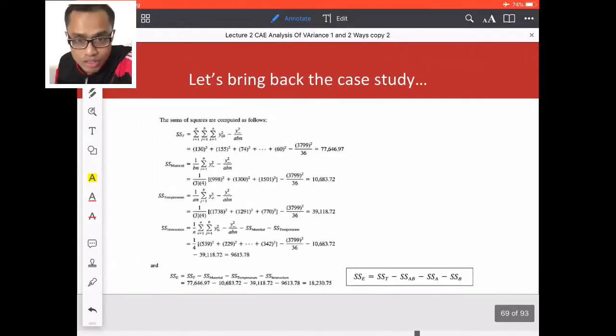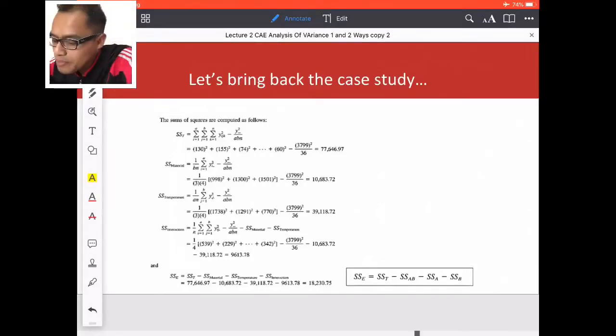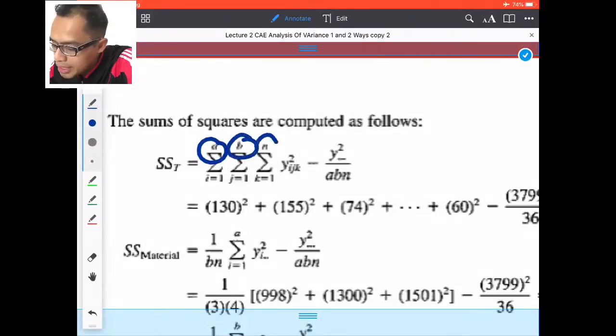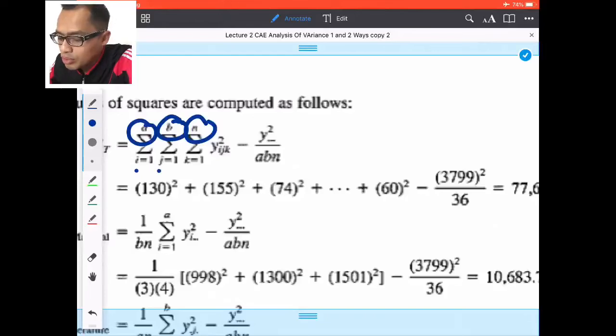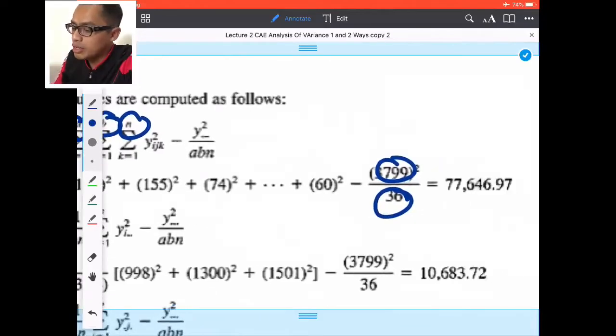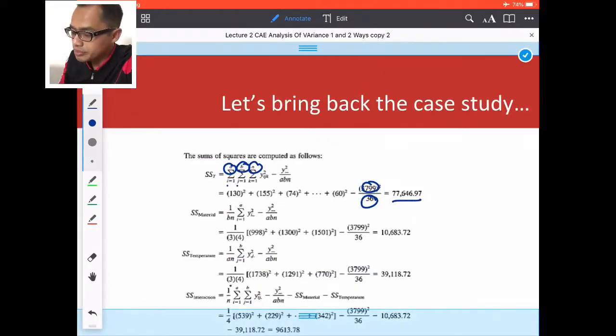And next is, of course, to put it in the equation. Alright, now here is your SST. This is the summation for a, b, and n. Small a is the level of material, small b is the level for temperature, and n is the repetition, i, j, k. Right? Therefore, for SST, you must do all the points there, everything. Square them first, and then add them, and minus the grand total term, and you get a positive value.